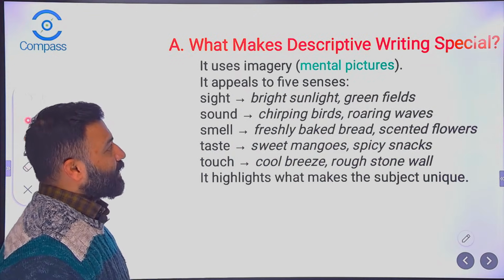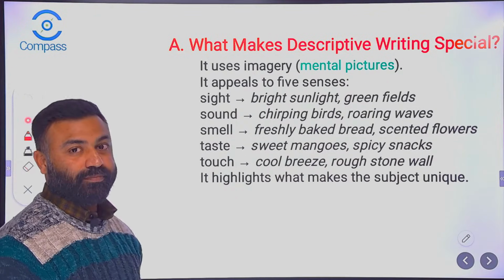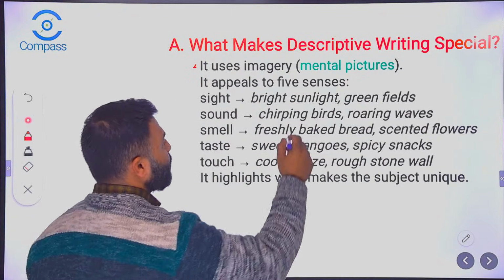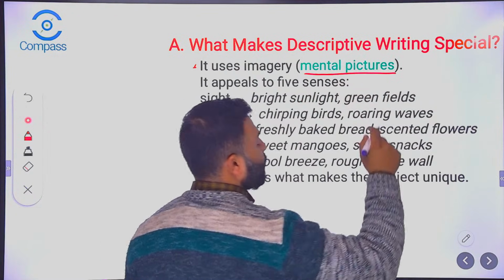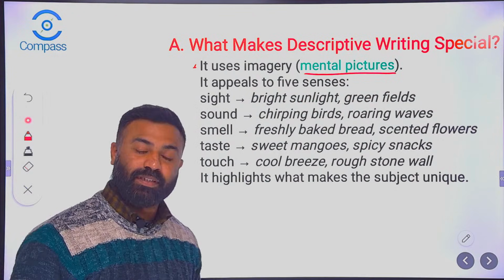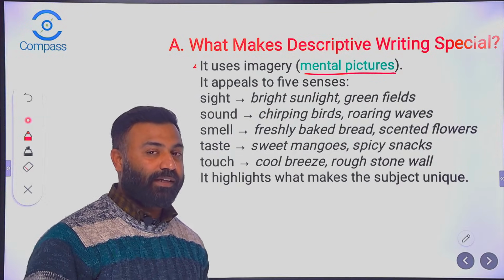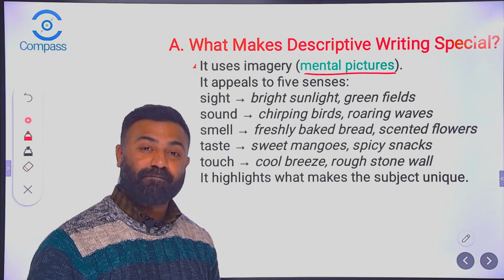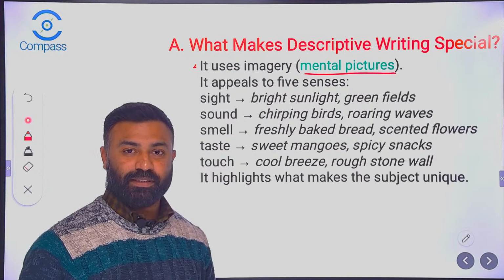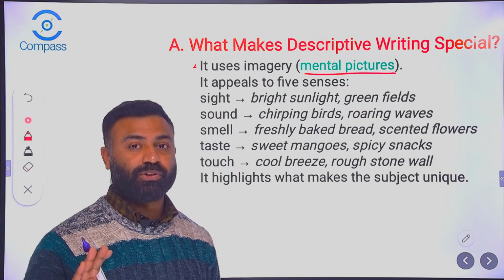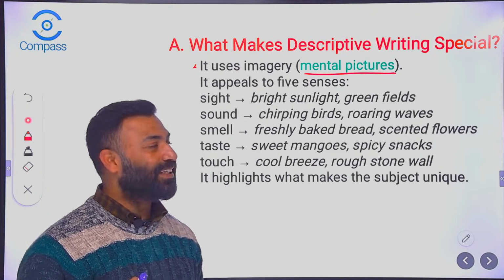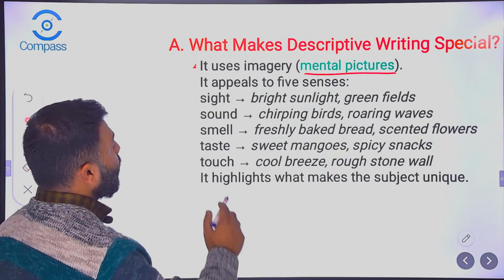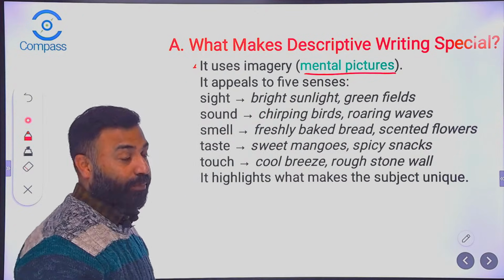What makes descriptive writing special? It uses imagery, mental pictures. You've got to use pictures, imagination. You've got to use the faculty of imagination that you have, and it has no limit. You can go beyond any kind of limits, but no negative approach. Don't make it negative. So it has to have your imagery, let's say the mental pictures. It appeals to the five senses which I was talking about.